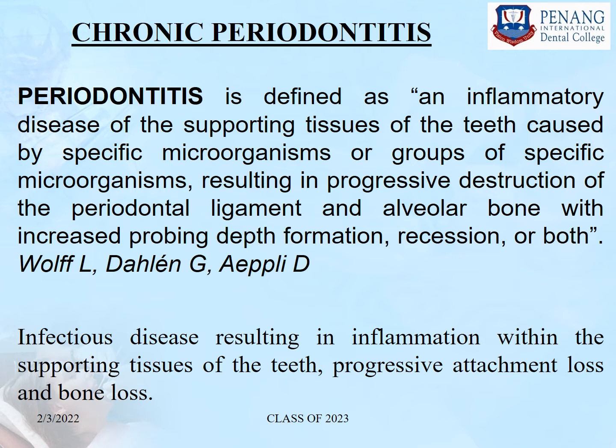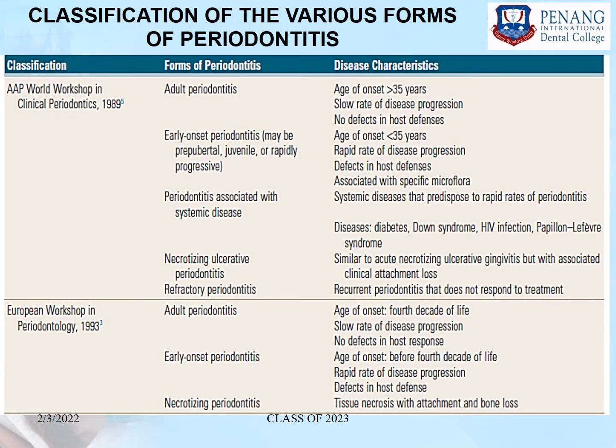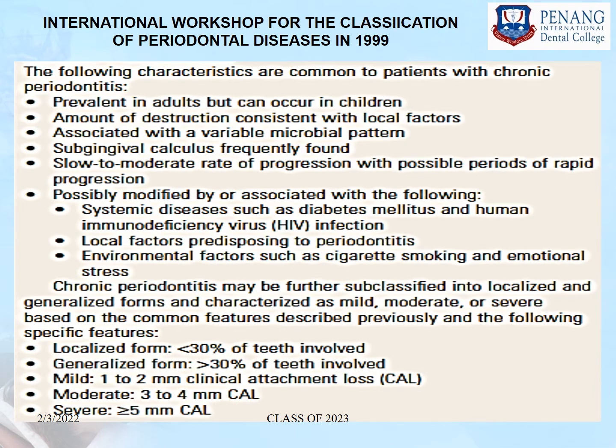Infectious diseases resulting in inflammation within the supporting tissues of the teeth with progressive attachment loss and bone loss is periodontitis. Now coming on to the various classifications which were given for periodontitis. Initially in 1989 it was the AAP classification with a long list of categories, and in 1993 it was further reduced to three classifications. But in 1999, the classification was given wherein the person with chronic periodontitis had the following characteristics.